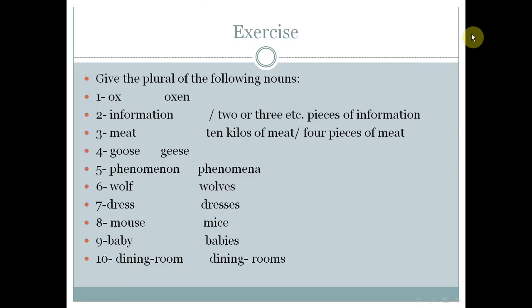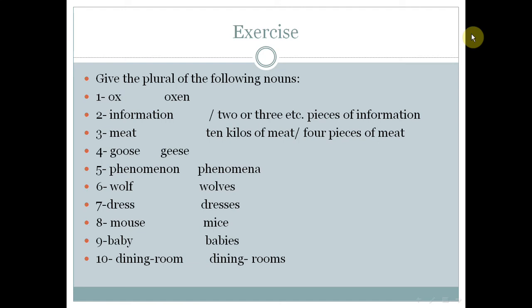Now here we have another exercise. Give the plural of the following nouns. Number 1, ox. So plural of ox, oxen. You can see the answer in the slide. So ox, singular, plural oxen, O-X-E-N. To make it plural, we add en, oxen.